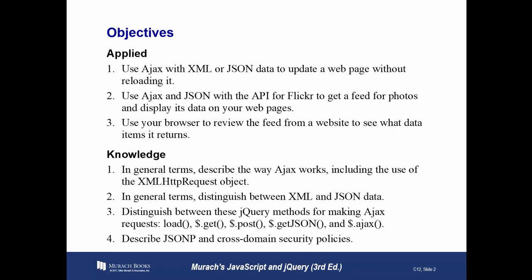Our applied objectives: number 1, use Ajax with XML, which is the extensible markup language, or JSON. And I should say Ajax is asynchronous JavaScript and XML. XML is the extensible markup language. JSON is JavaScript object notation. Use them to update a web page without reloading it, also known as update in place.